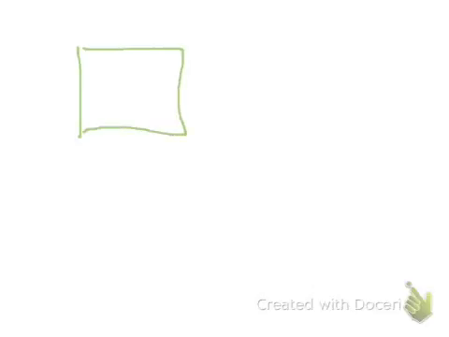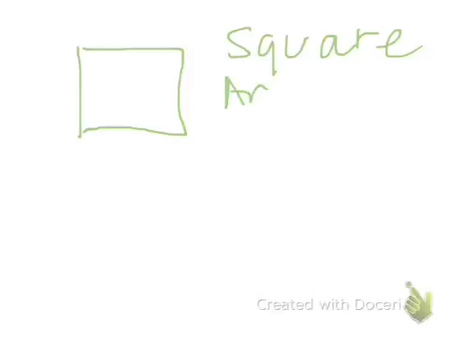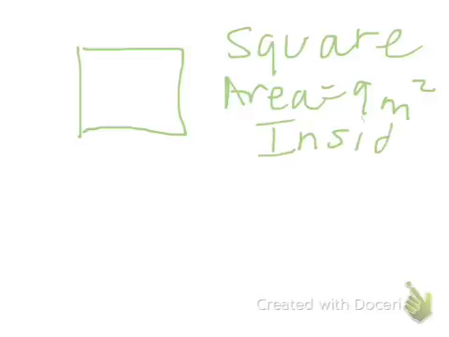So we know that the rug is, first of all, a square. And again, I know mine looks like a rectangle. Remember, Dawson can't draw. We know that on a square, all the sides are equal. We know that the area equals 9 meters squared. And again, we know that area is the inside of the rug. So inside my square, I'm going to write 9 meters squared.